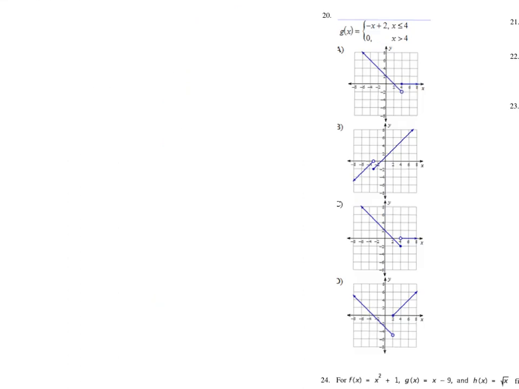All right, next up, number 20. So for this one, I'm going to say that we have, once again, linear here. It's going to be a negative slope. And then this one is a constant, and so that should be a horizontal line. And so B doesn't have the constant graph, and D doesn't have the constant graph either. So it's between A and C. And once again, you would check the dots here. So this one should have the open circle going right. So I would say that's C.